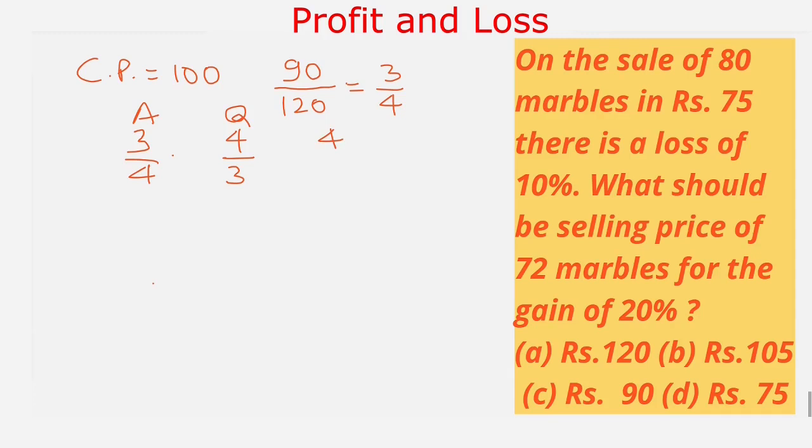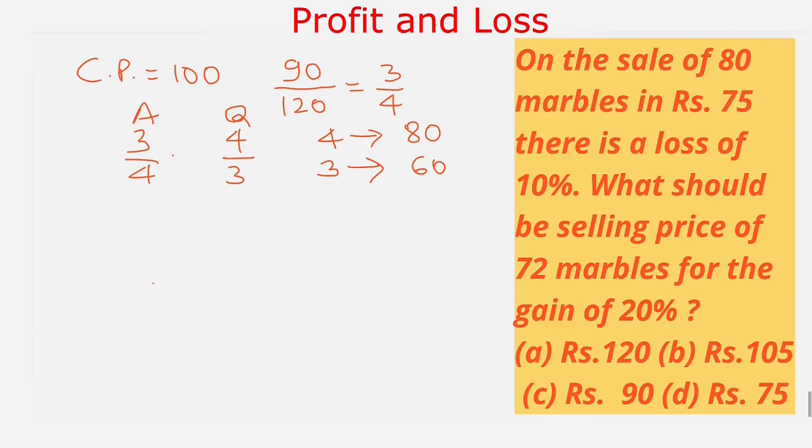Here 4 is equivalent to 80 pieces or 80 articles or 80 marbles. Then what should be the value of 3? 3 should be equal to 60, as 4 is equal to 80 marbles. Then 3 is equal to 60 marbles. If we sell 60 marbles in rupees 75, then we are going to make the profit of 20% in place of 80 marbles.